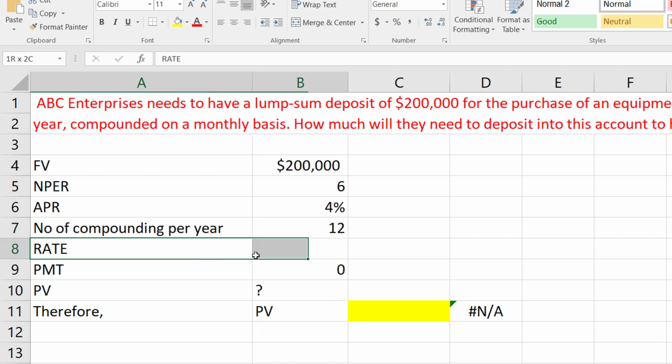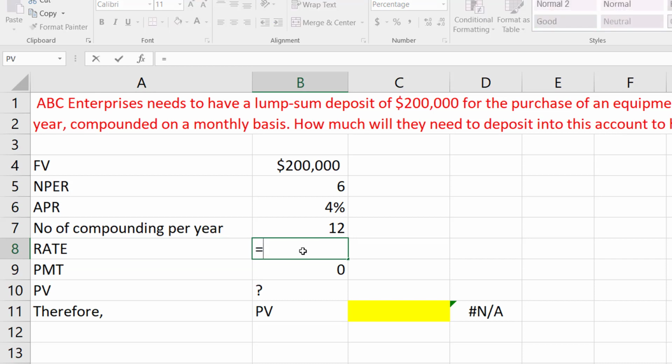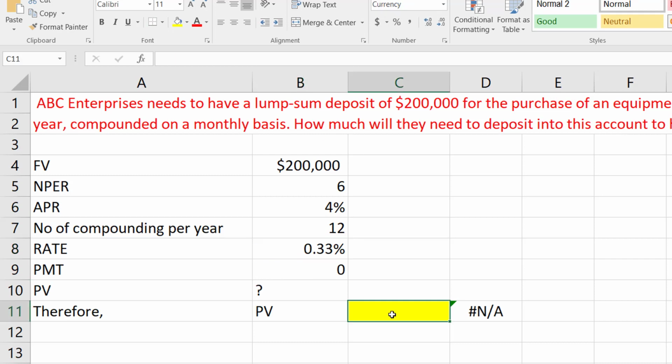And now we need to find the rate. How do we find the rate? Keep this in mind: in Excel, rate always equals the periodic interest rate. As I said earlier, the periodic interest rate is always equal to your APR divided by how many times the interest is compounded per year, which in our case is 12. So that's the rate, which extends to 0.33%.